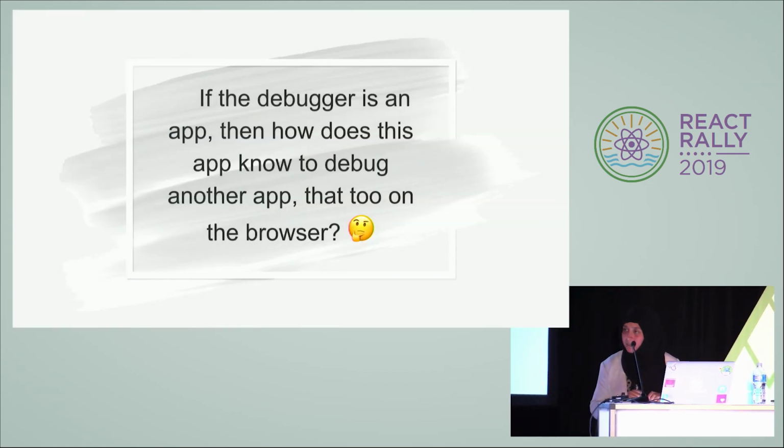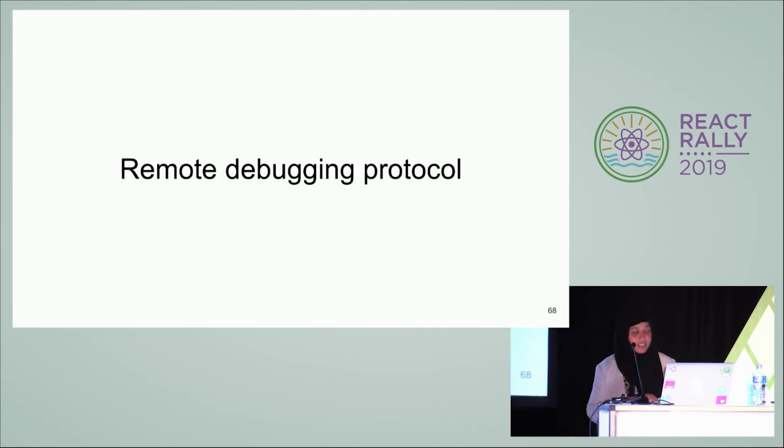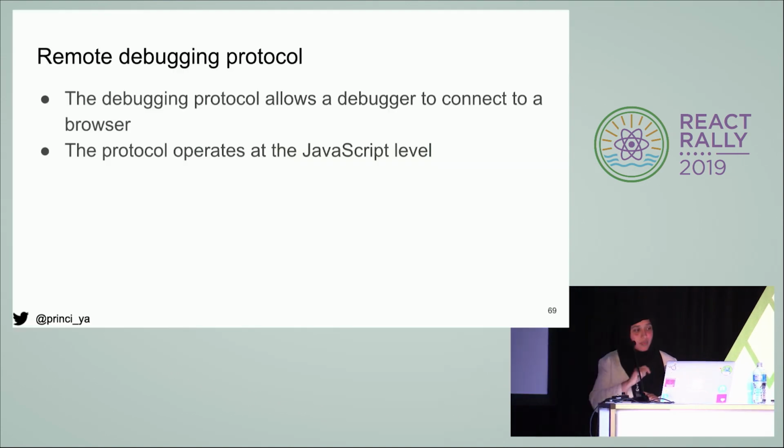Now, if the debugger is an app, and yes, I kept telling you it's a React app, then how does this app know to debug another app, that too on the browser? For that, Firefox has a server capable of talking to this app via an API called the Remote Debugging Protocol. The debugging protocol allows a debugger to connect to the browser, and this protocol itself operates at the JavaScript level.